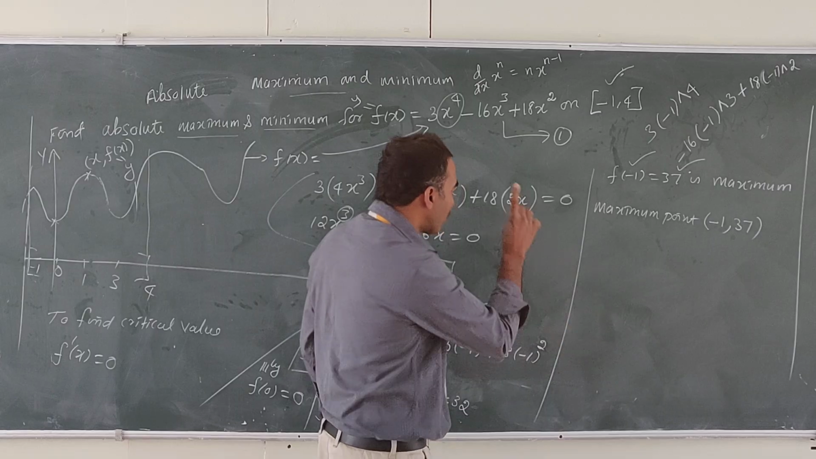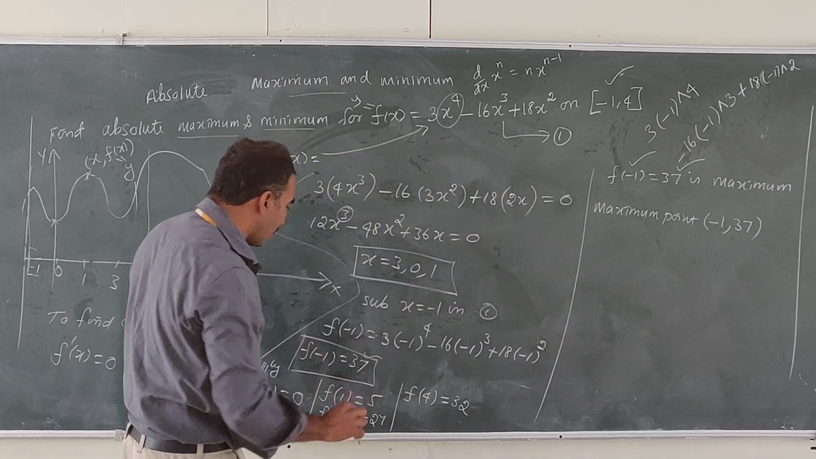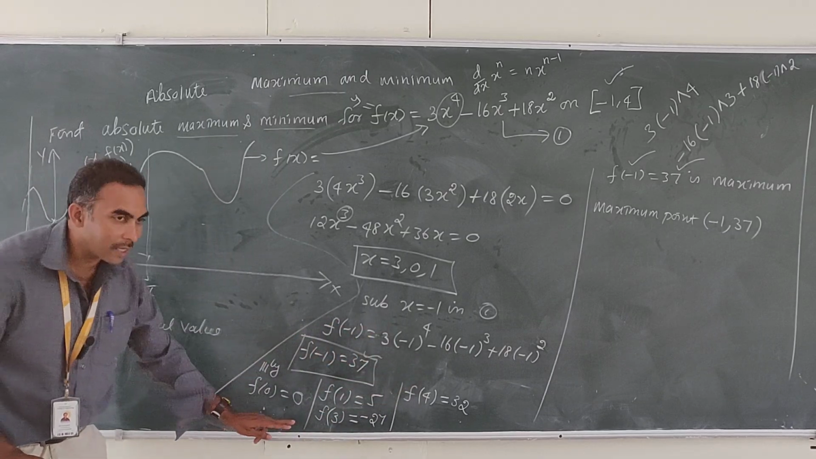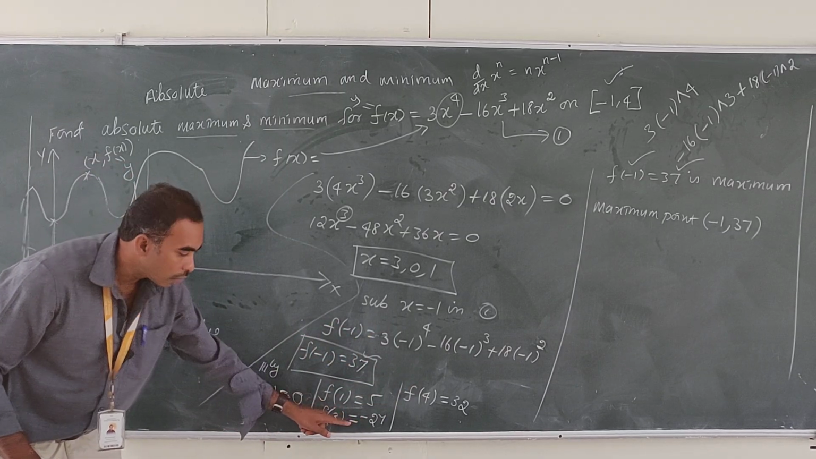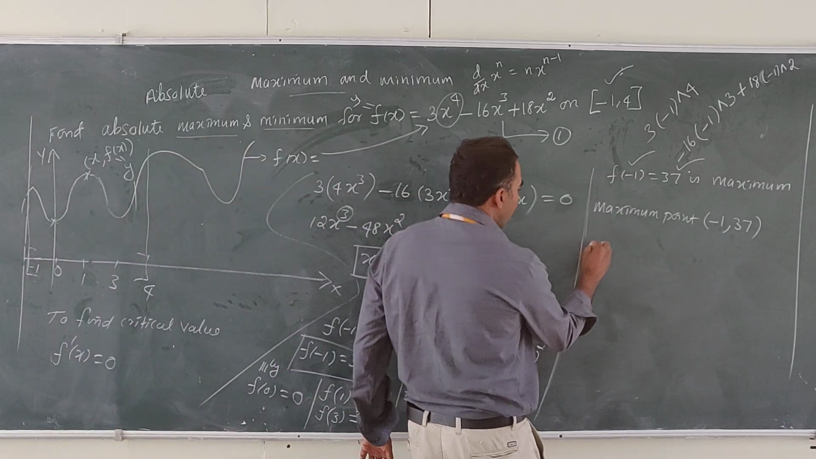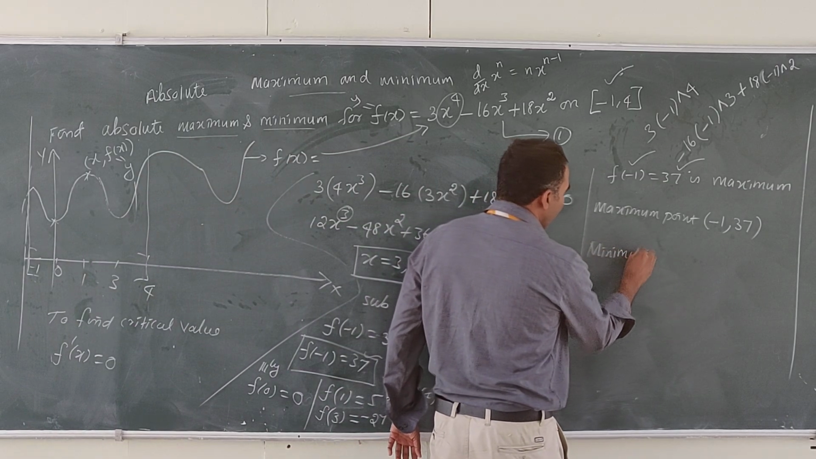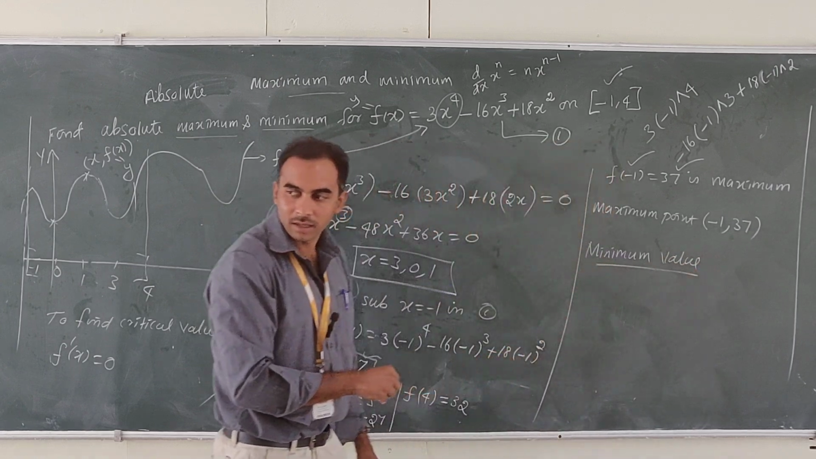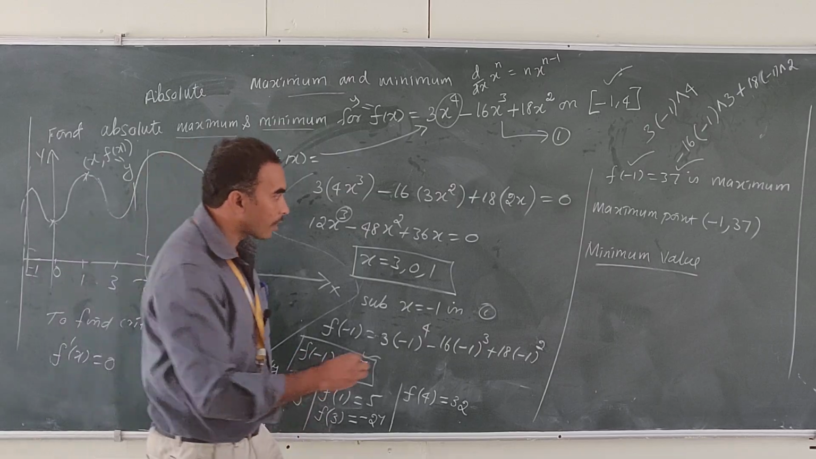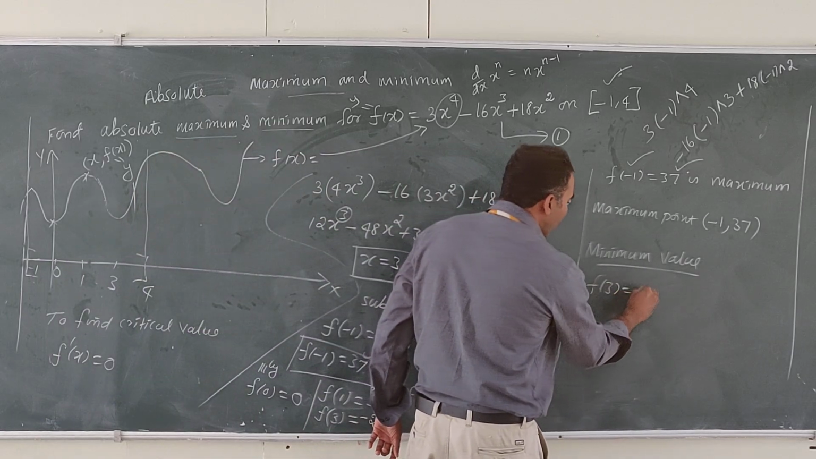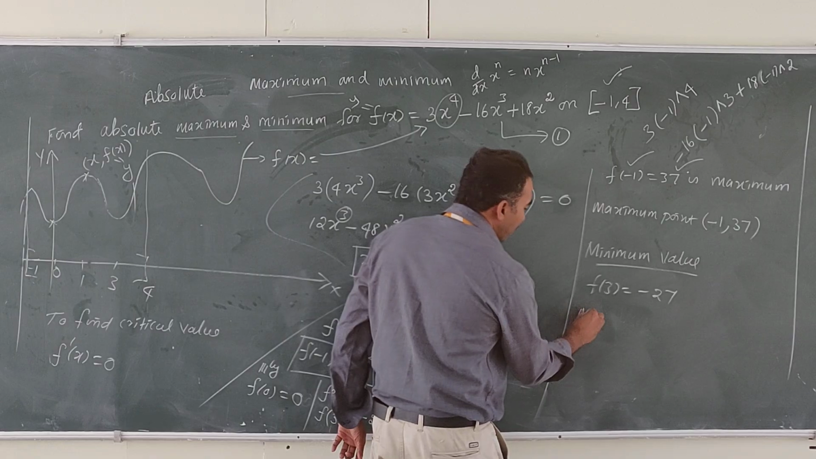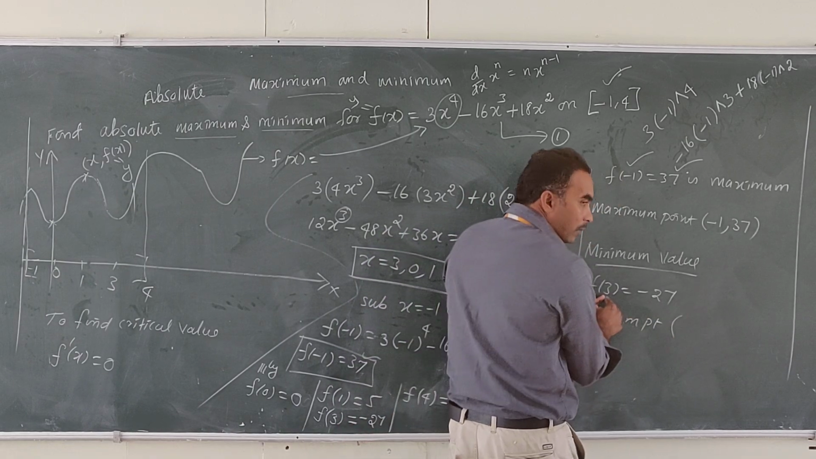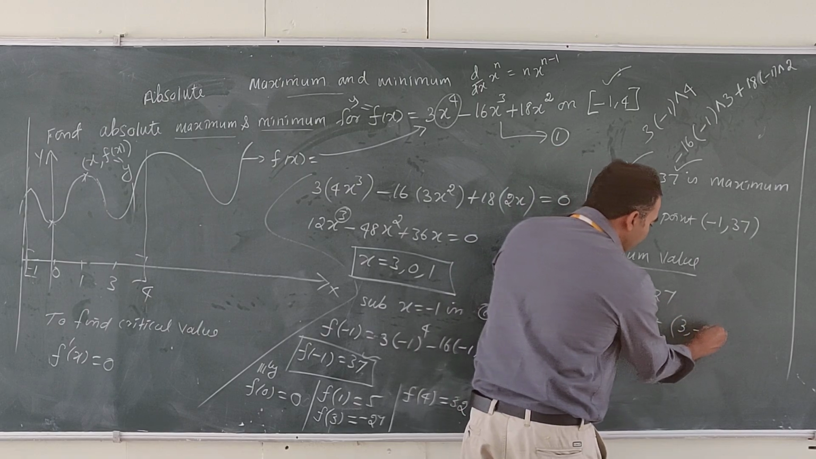ஓகேவா? சரி. இப்போ பாரு, மினிமம் வேல்யூ. This is the maximum. மினிமம் எங்க ரீச் ஆகுது? இதுல எது மினிமம்? இது எல்லாத்துலயும் மினிமம் யாரு? -27. So minimum value, minimum value எப்போ ரீச் பண்ணது? f of 3 equal to -27. மினிமம் பாயிண்ட் கேட்டா என்ன செய்யணும்? பிராக்கெட் உள்ள உடைய வேல்யூ எழுதணும்: 3 கமா -27.